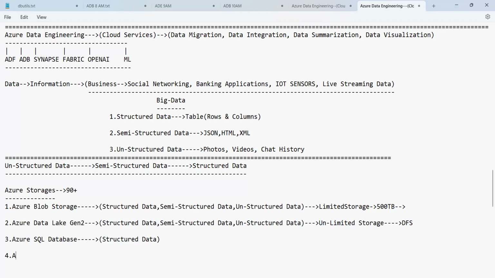And then you have Azure Cosmos DB. Cosmos is another form of database, you can say, wherein you can store these 2 types of data. You can store structured data and as well as semi-structured data.